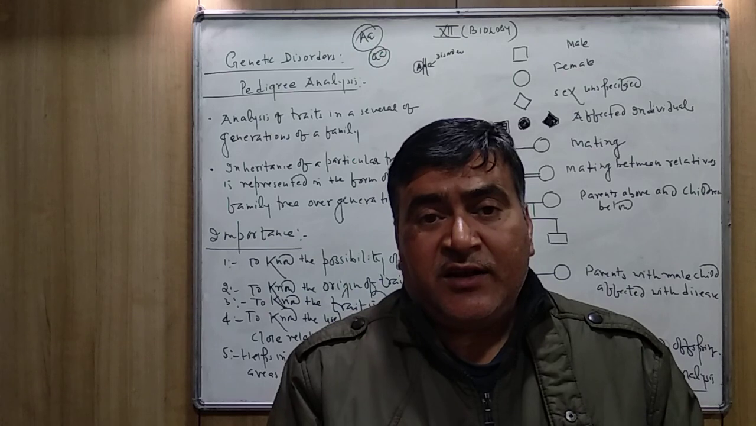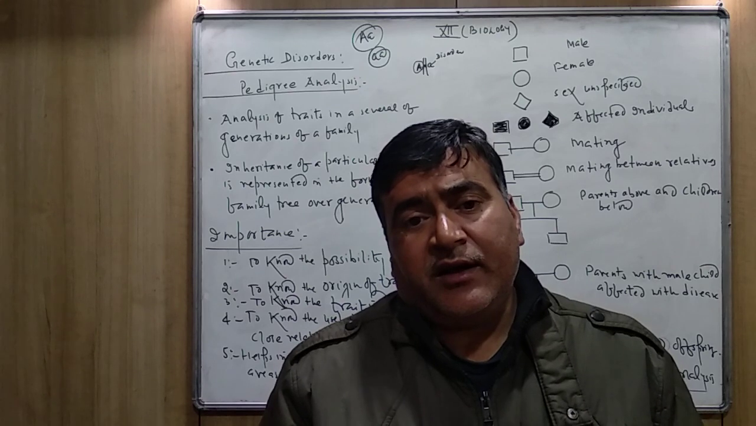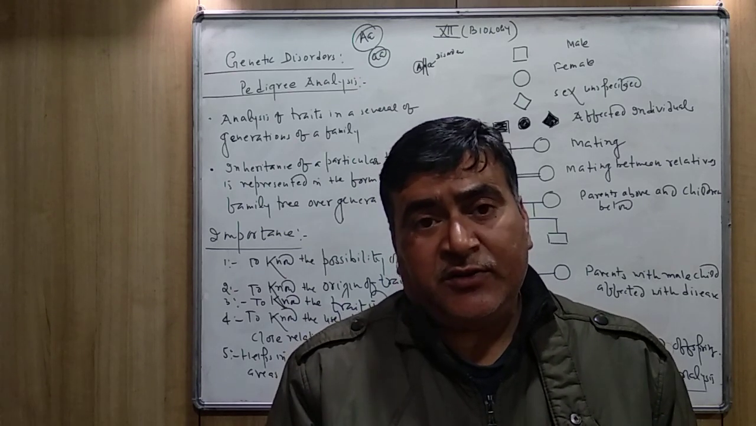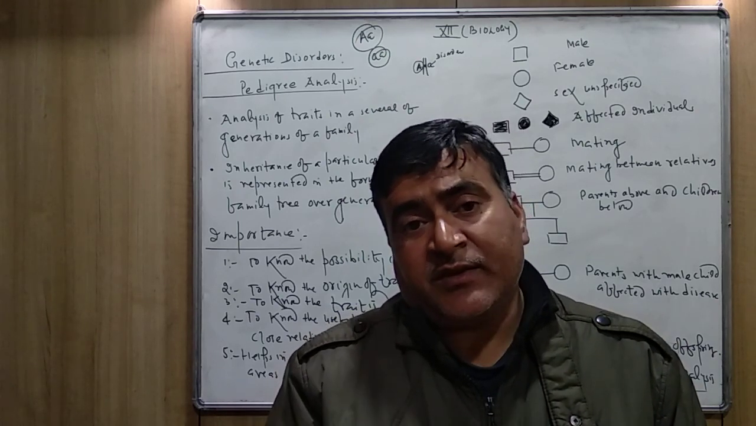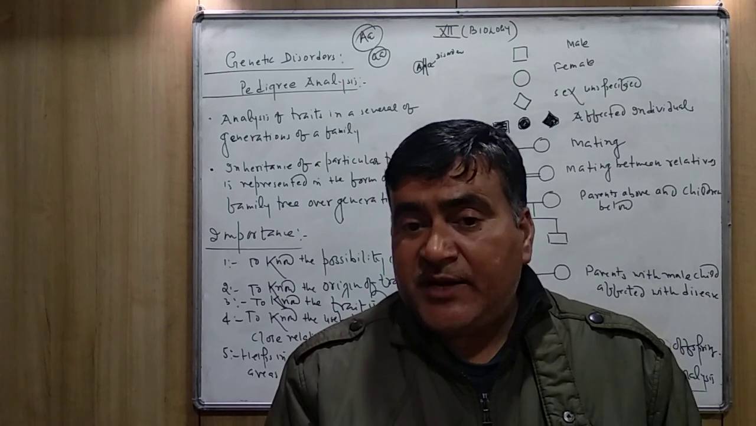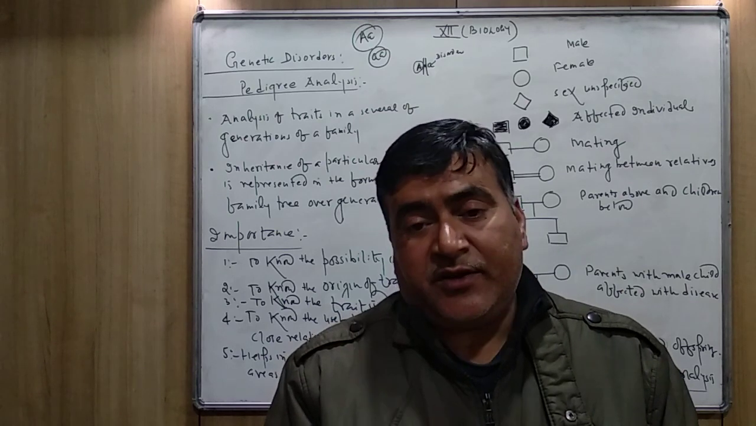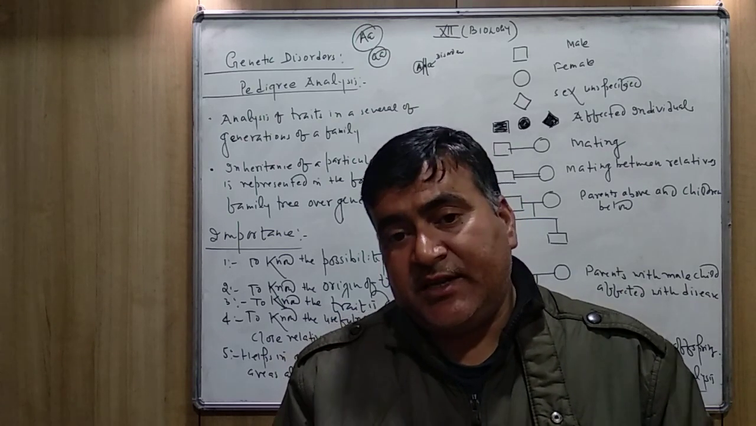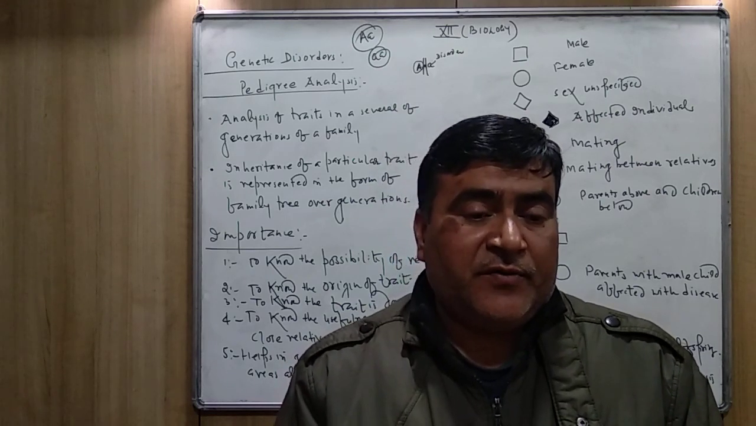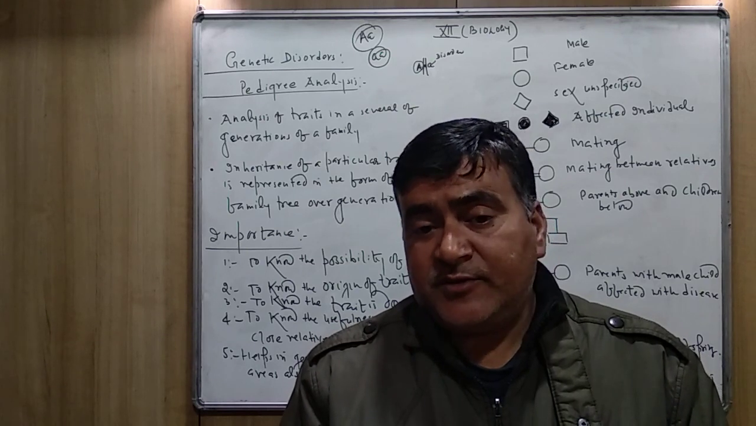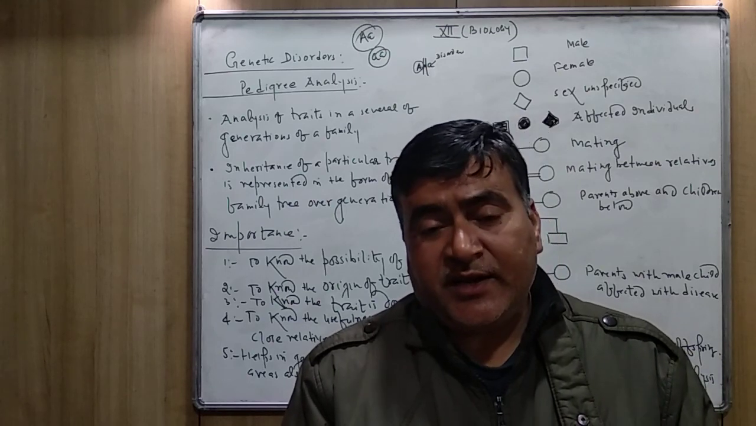The genetic counselor, and you also, being a biology teacher, can make a pedigree and suggest to the couple what is the chance, or what is the probability, of the spread of the disease, or the inheritance of the disease, into their offspring, their son or daughter. You can suggest whether they will produce offspring or not, and accordingly they can plan.